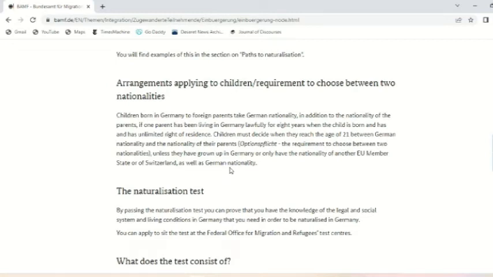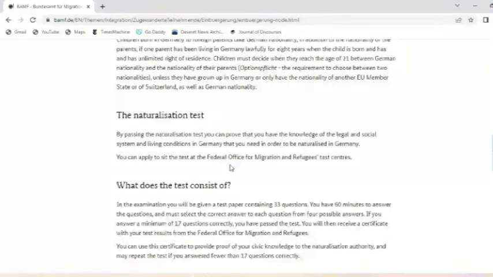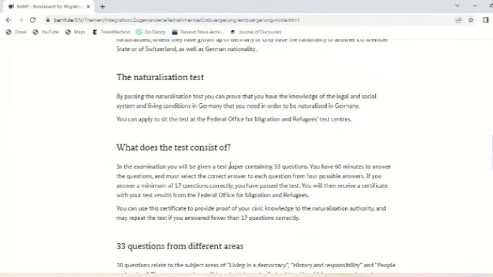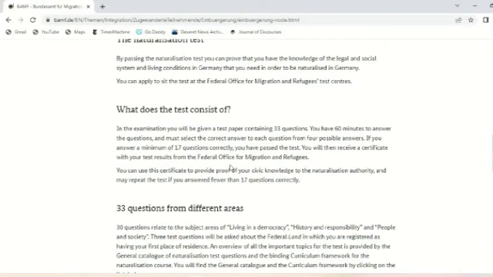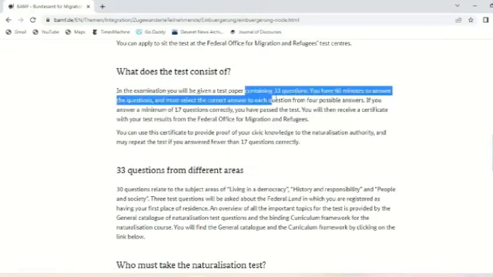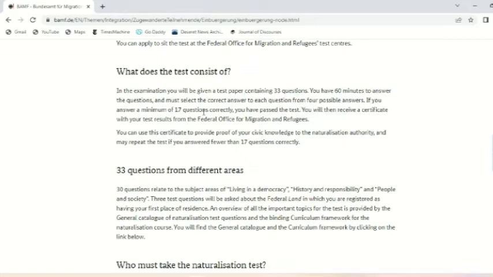You must have a way to earn money that does not require that you be on welfare. You must speak decent German. You must not be convicted of a criminal offense. You must be willing to follow the German Constitution. You must give up your former nationality. On to the naturalization test.